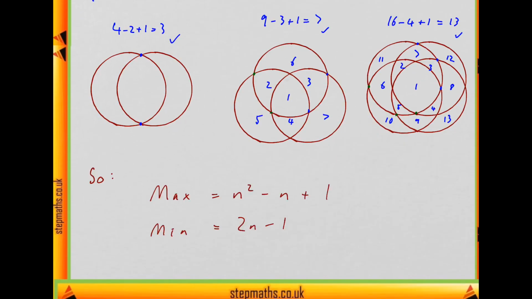So therefore we can write down our answers. The maximum is n squared minus n plus 1. The minimum is 2n minus 1. If you wanted to, you could check this is always greater than or equal to this for positive integers. So it's equal when n is 1 or 2, and then otherwise this is bigger than this.